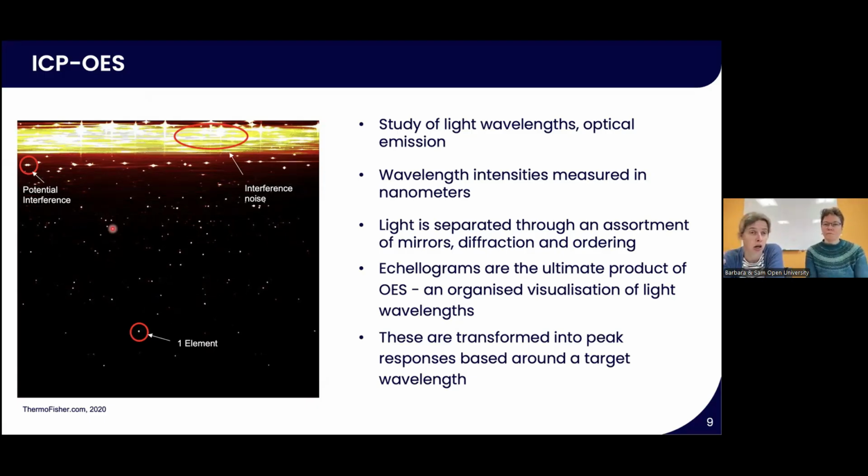And so these oscillograms can then be transformed into peak responses based around target wavelengths, which then allow us to calibrate the data that we're getting, and leads us to being able to characterize the concentration of different elements in the samples that we're looking at.